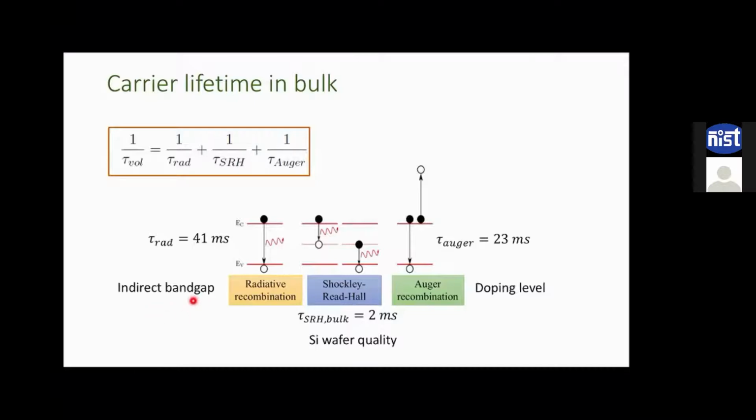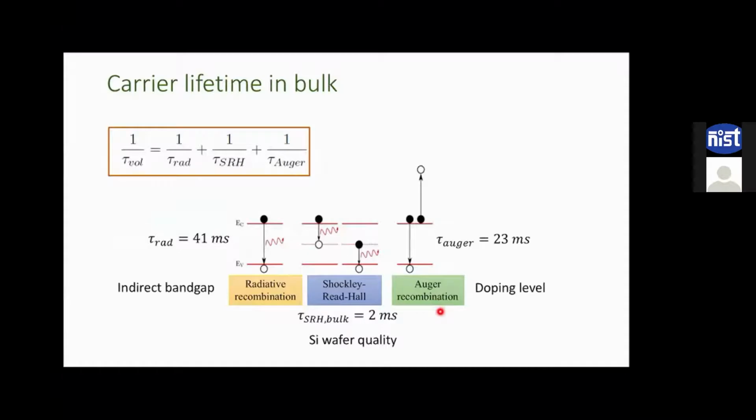Silicon being an indirect band gap semiconductor, the radiative recombination rate inside silicon, that is the band-to-band recombination rate inside the crystalline silicon, is very low. That means the lifetime associated with this radiative recombination is quite high. It is around 41 milliseconds. And this, anyone can calculate. There are standard equations to calculate these lifetime values.